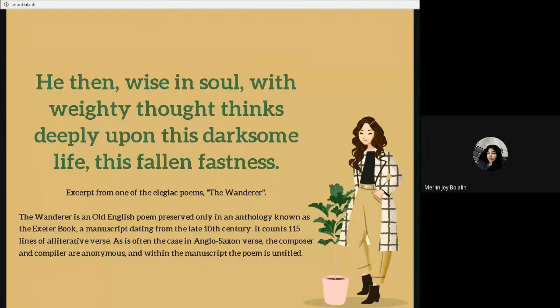So here, hidden wise in soul, with weighted heart, thinks deeply upon this darksome life, this fallen fastness. If you are going to study more on analysis of poems, as mom discussed, when we study literature, we always have to do analysis.